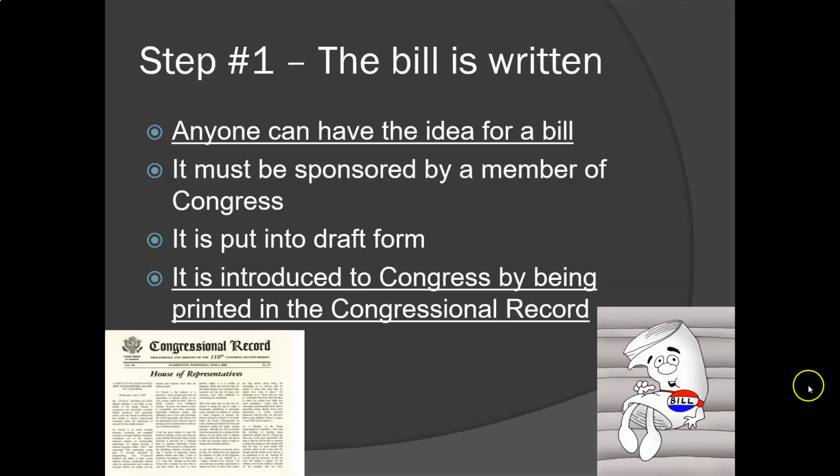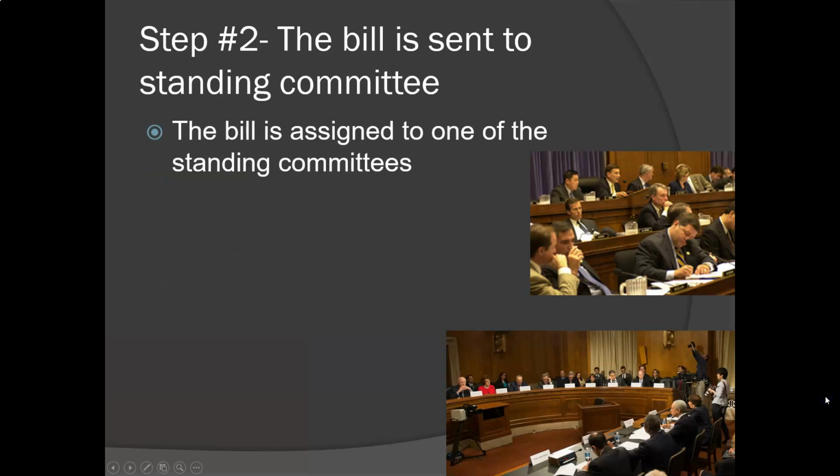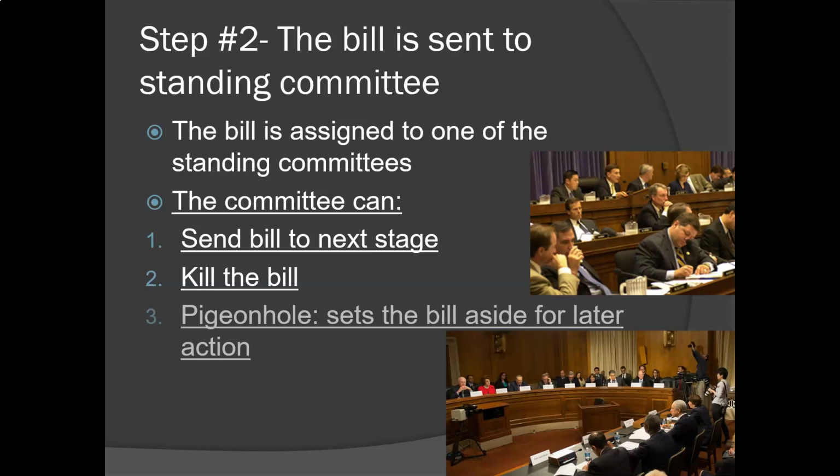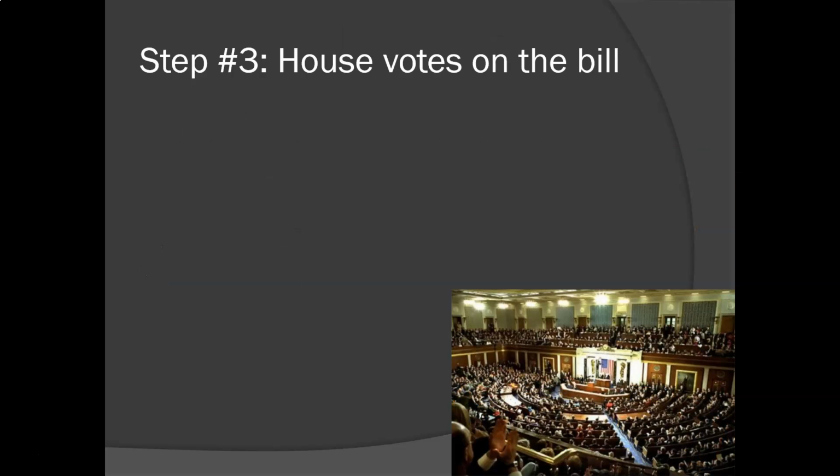All right, but that bill will be introduced, and then the bill is sent to a standing committee. This standing committee essentially can send the bill to the next stage. They can kill the bill and say, nope, this does not need to pass further, or they can pigeonhole it, which means set the bill aside for later action.